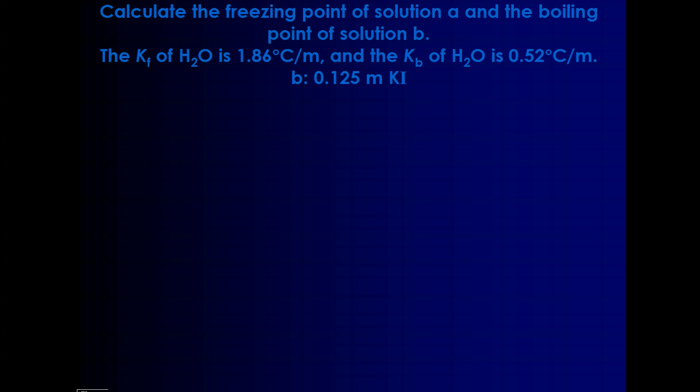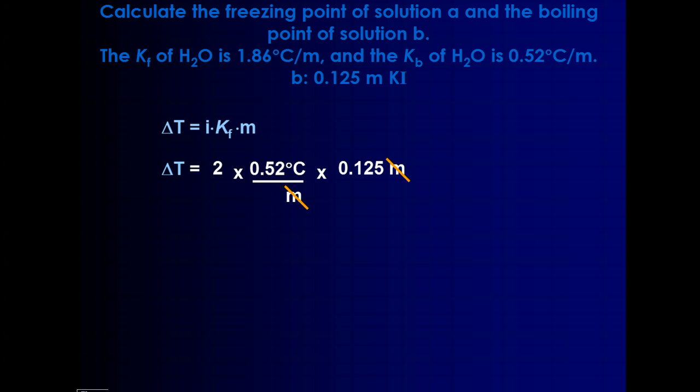And our last one's going to involve potassium iodide. We're going to find the boiling point of this solution. So we have our K constant. KI will dissociate into 2 ions, potassium and iodide, 1 of each. So our i will be 2 this time, and that should be Kb, so please make a note of that. It should be i times Kb times m. The Kb would be 0.52 degrees Celsius per molal, and that'll be multiplied by the molality, 0.125.